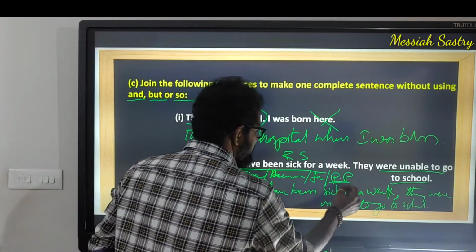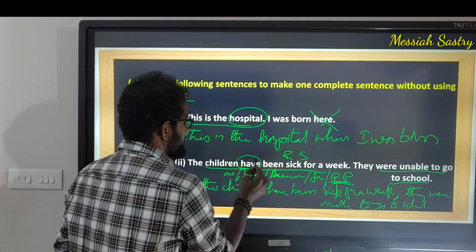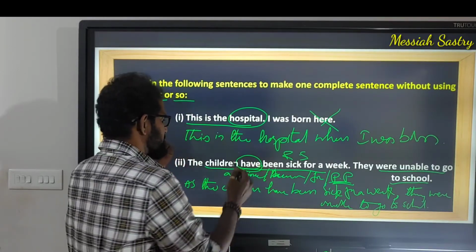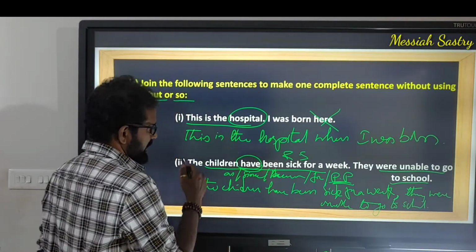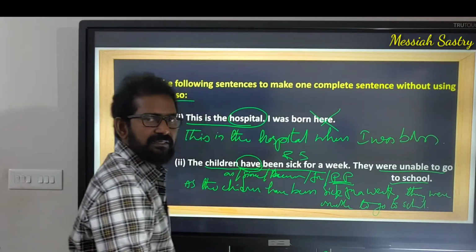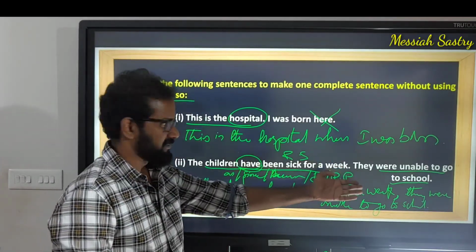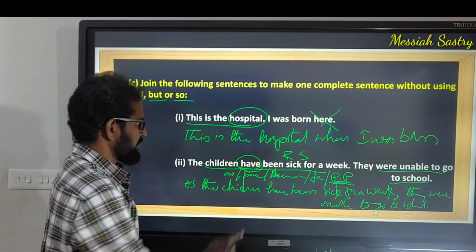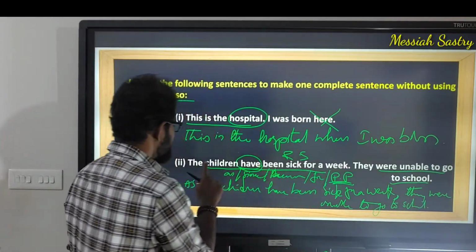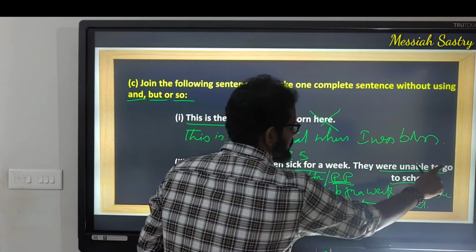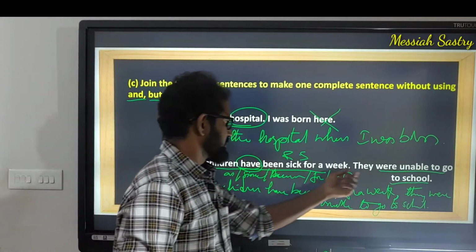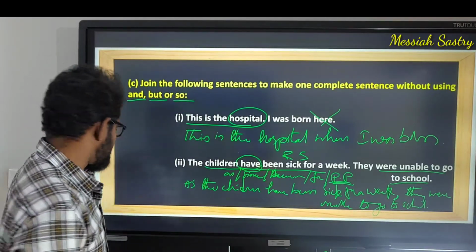When it comes to participles, we need to make have a participle. The participle of have, V4, is nothing but having. So: Having been sick for a week, the children were unable to go to school. So when a reason is given, there are five possible answers.